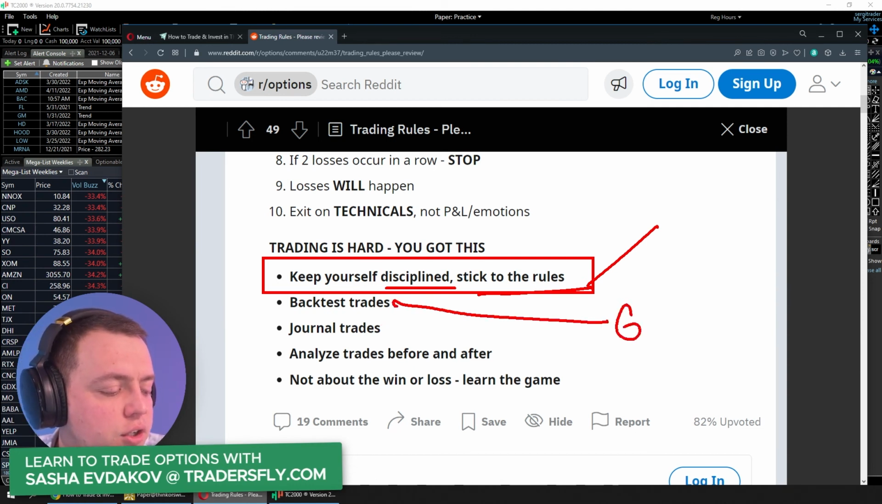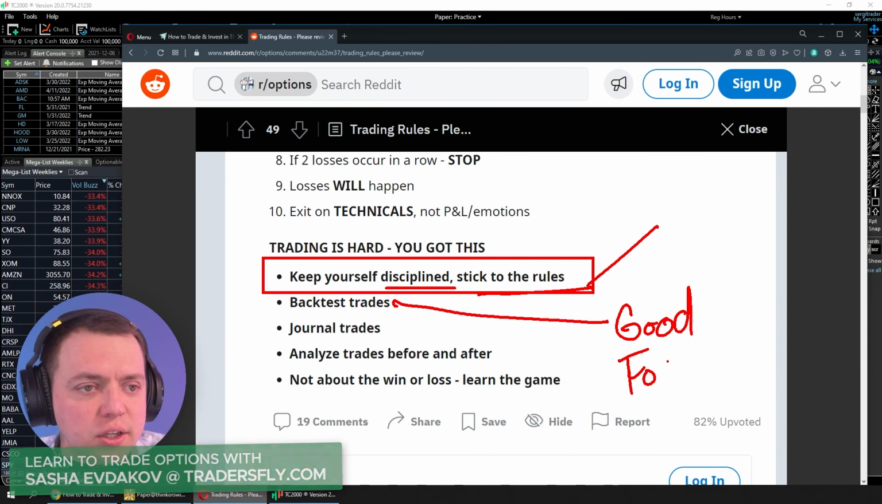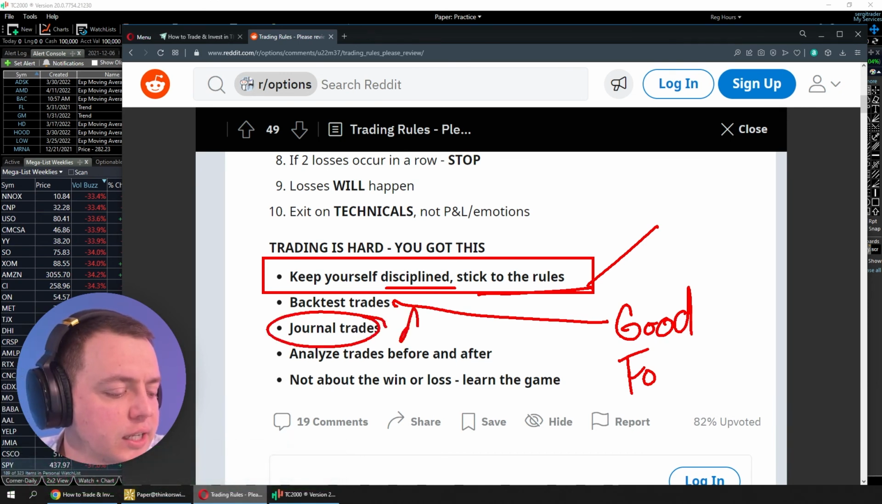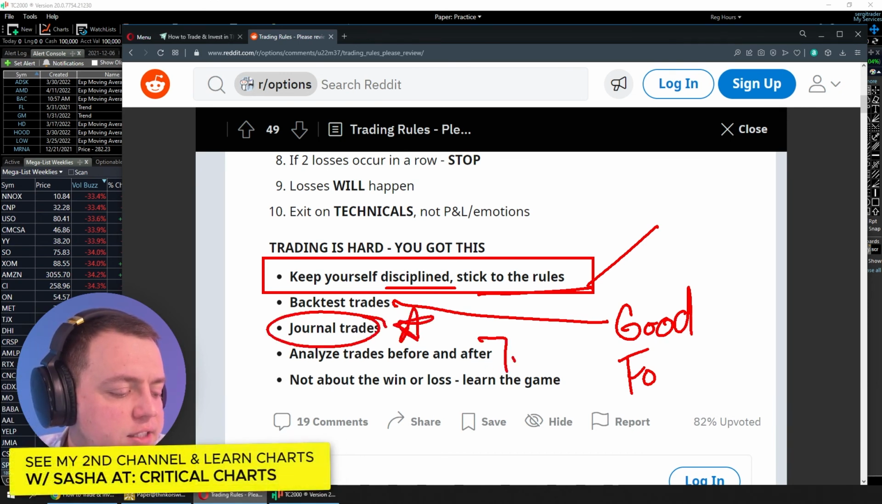Backtest trades. This is all good in theory. Most people use backtesting software and stuff like that, and that's great. The big boys use forward testing, and they use Monte Carlo simulation, so take a look at those. Journal trades, absolutely, I'd say this is a must. Analyze the trades before and after.